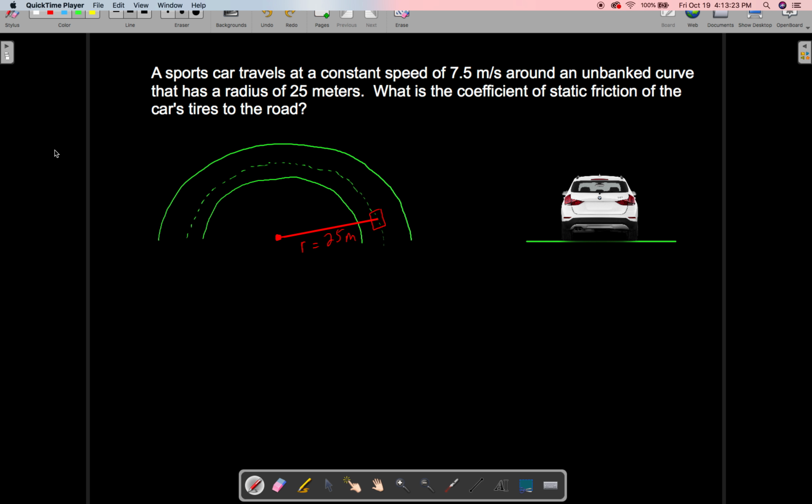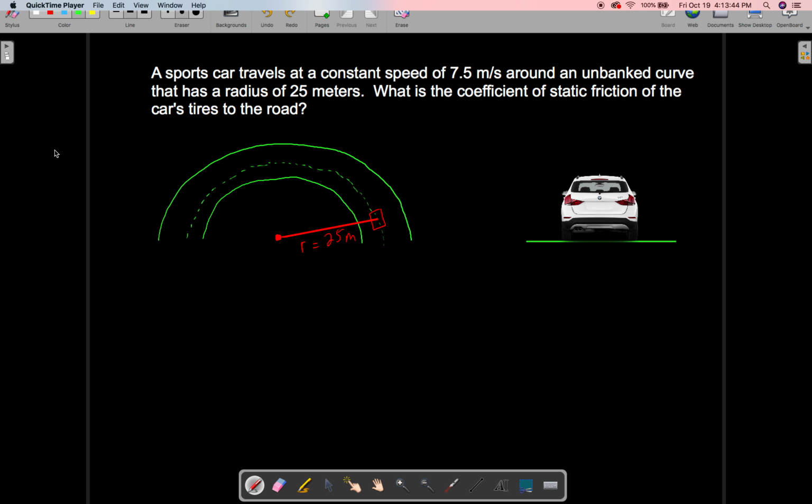In this video, we'll be talking about unbanked curves. So we have a question here. It says a sports car travels at a constant speed of 7.5 meters per second around an unbanked curve that has a radius of 25 meters. What is the coefficient of static friction of the car's tires to the road?